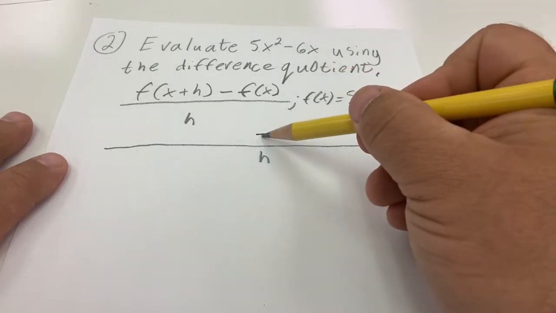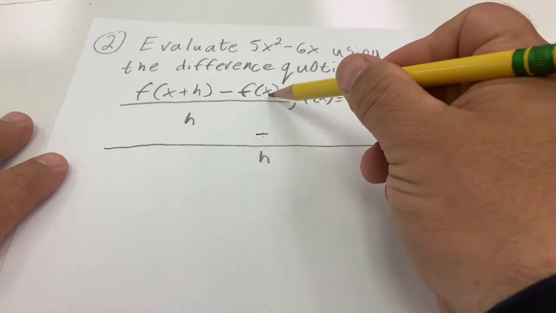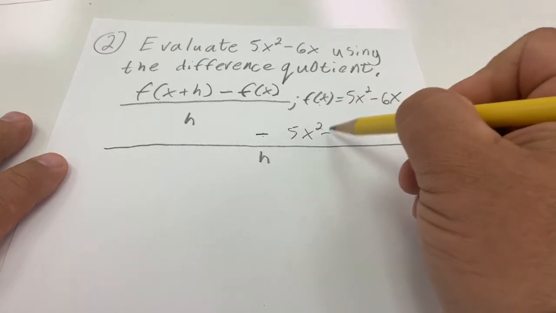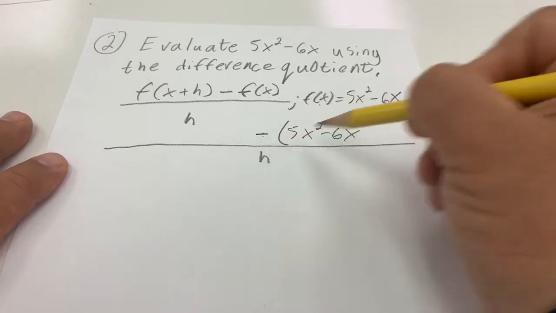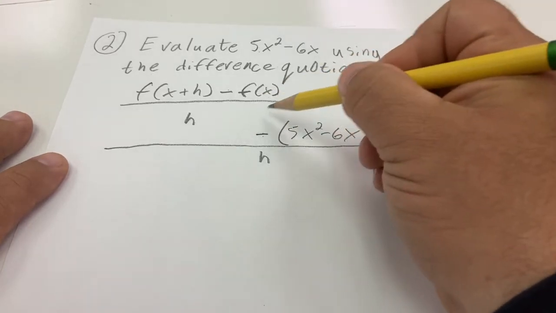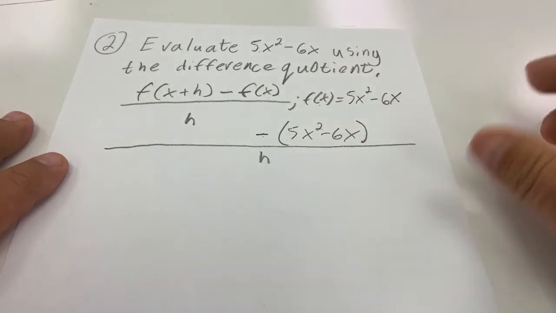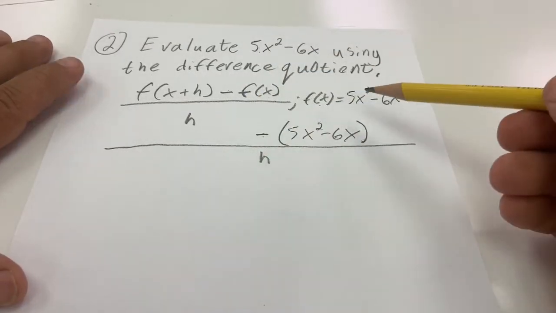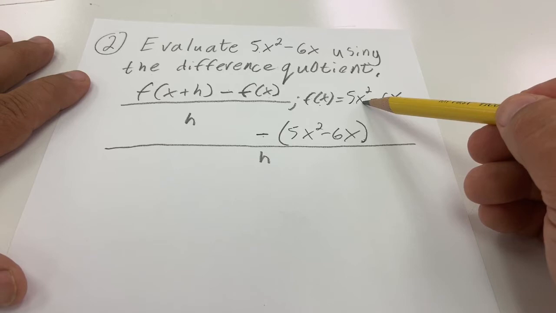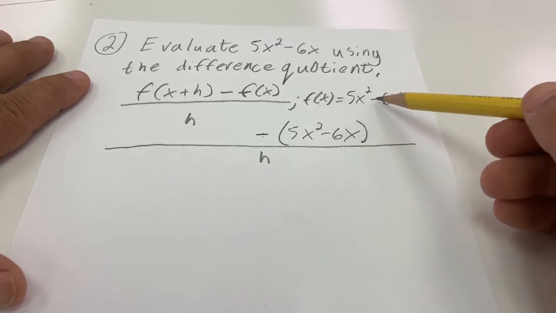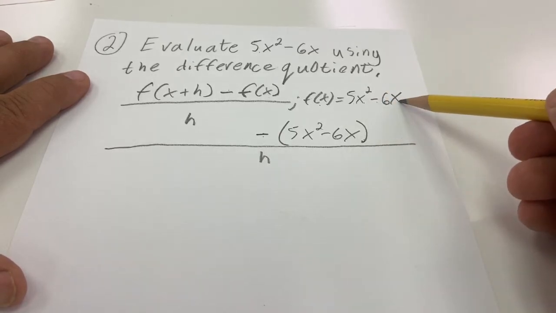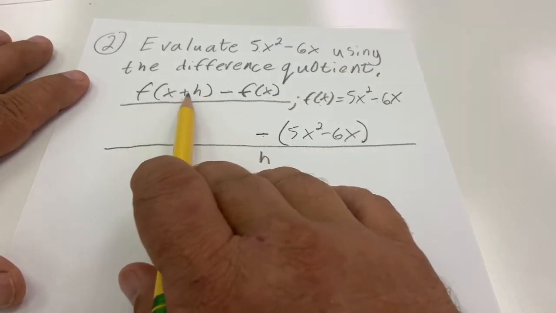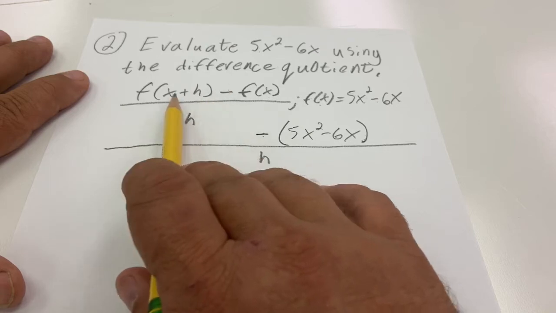What goes behind the minus sign? F of x. In this case, f of x equals 5x squared minus 6x. I'm going to wrap that up because I have to distribute the negative sign. What goes in front of the minus sign is 5 times the quantity x plus h squared minus 6 times the quantity x plus h. I have to put in an x plus h in front of the minus sign.